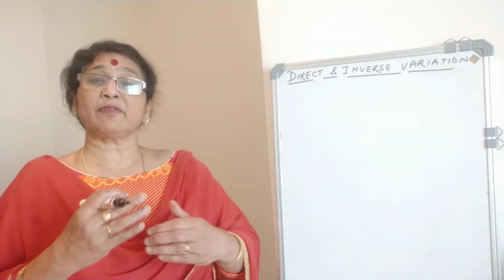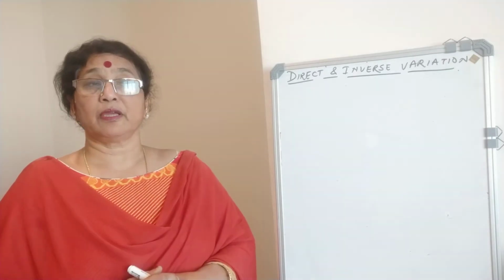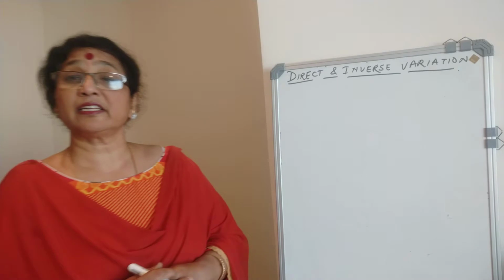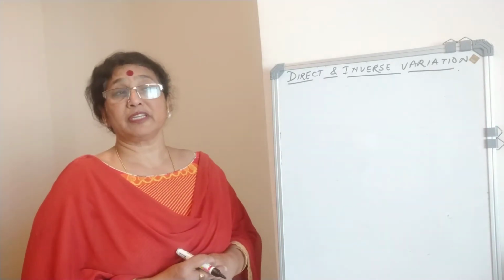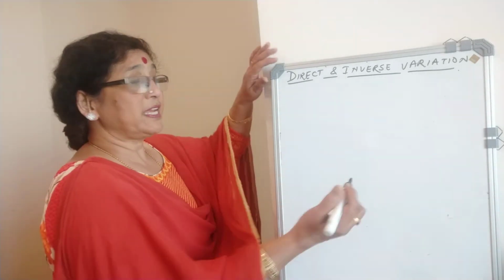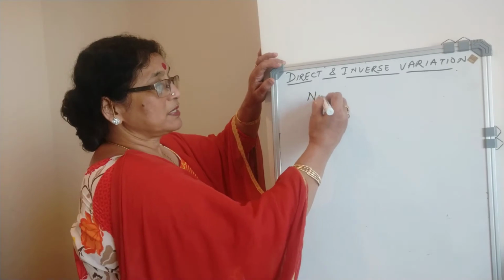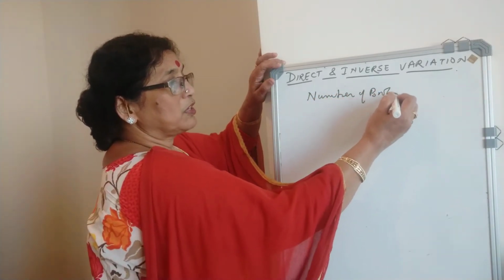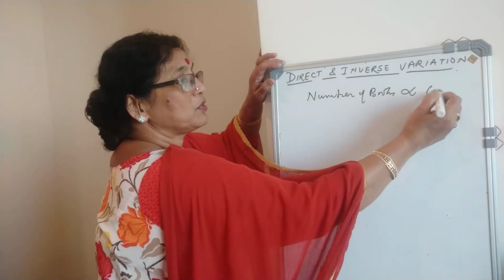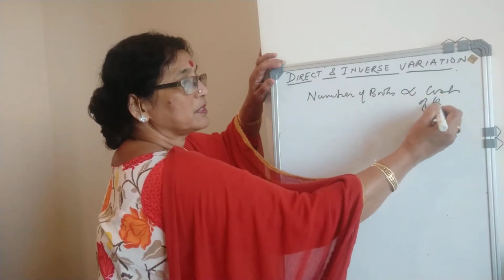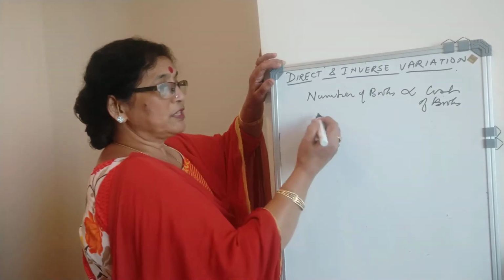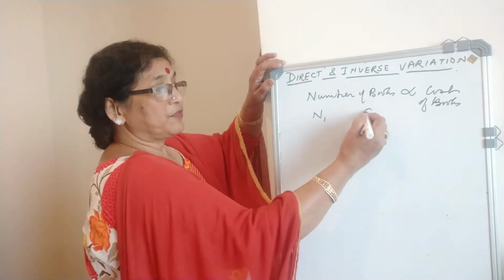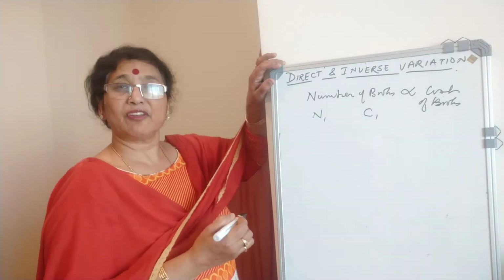So you will see how we go about the sums which are called direct. They are directly proportionate. So we'll say, like, the number of books you bought on Monday is directly proportional to the cost of books. In the first case you bought N1 books, and therefore the cost of N1 books is C1 rupees.